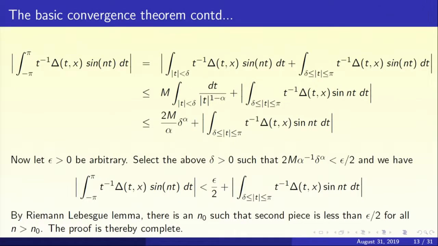And now we have the second piece. Now the second piece, remember 1 upon t is continuous from delta to pi. The problem is near the origin, but the origin is far away. We have cut out an interval from minus delta to delta. So the place where the 1 upon t is misbehaving has been excised out. So we have got an integral from delta to pi. 1 upon t is continuous, capital delta is continuous, and we have got a sin nt.